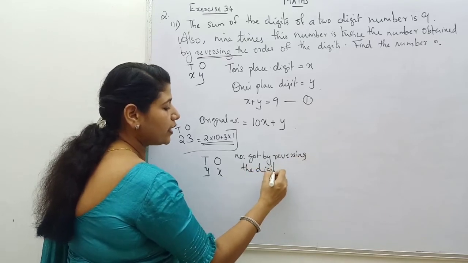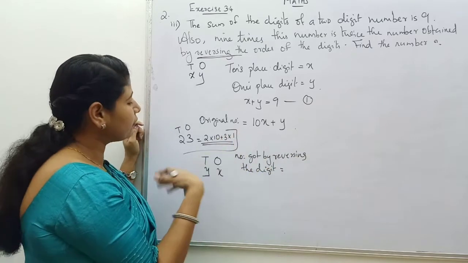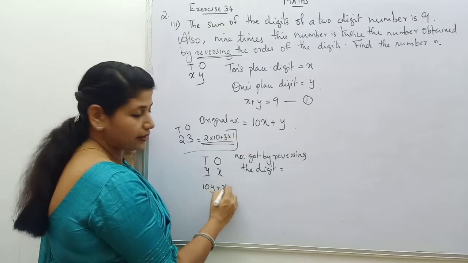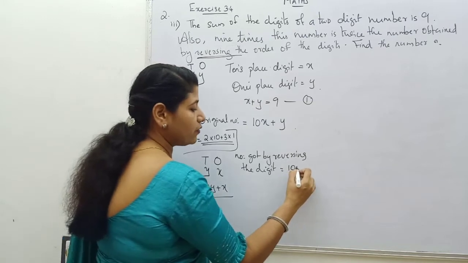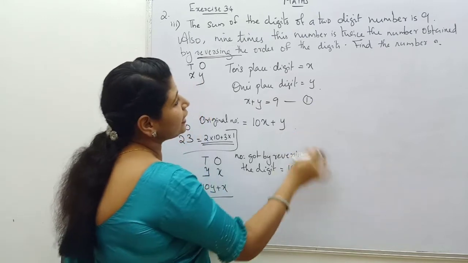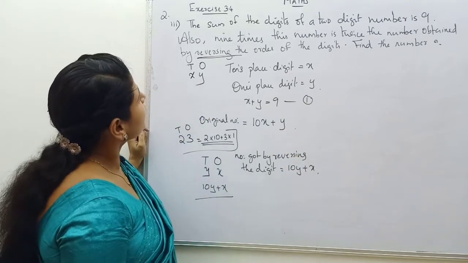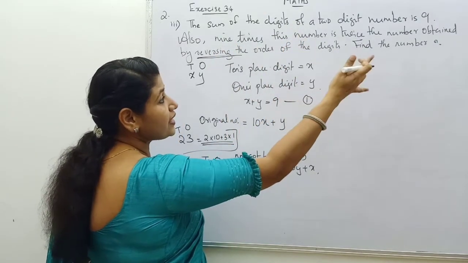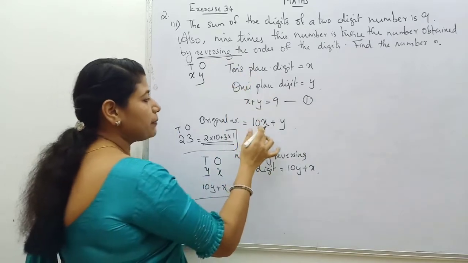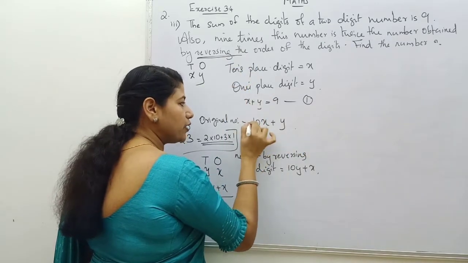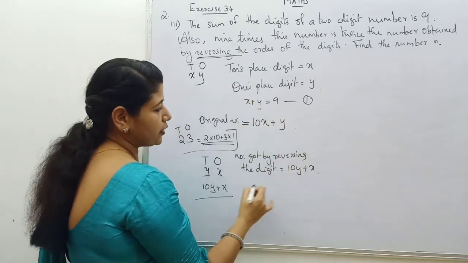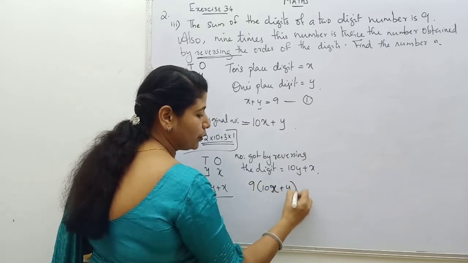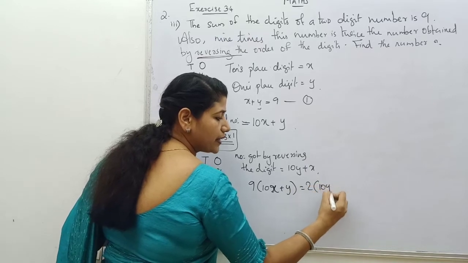After reversing your digits, how will your number become? This will be 10y plus x. Am I right? So we can write 10y plus x. And these two have a relation between them. That means 9 times this number is twice the number obtained by reversing it. So we can write 9 into (10x plus y) equal to 2 into (10y plus x).